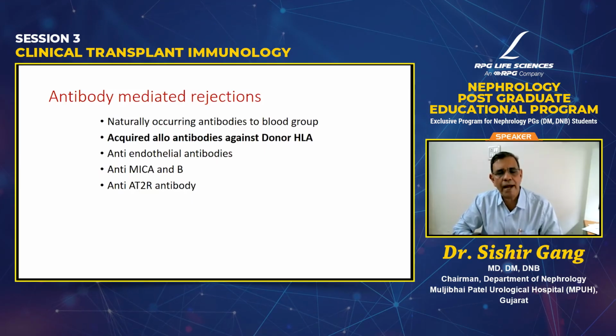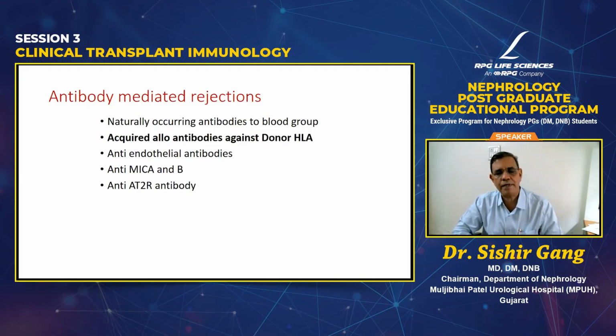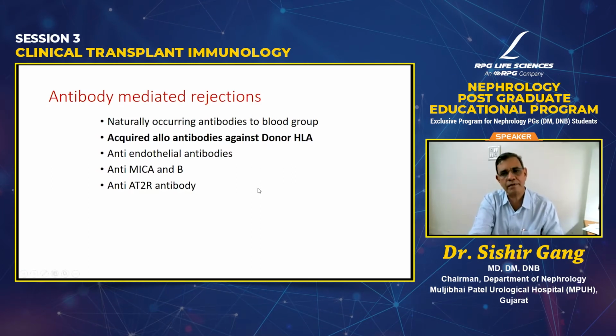These ABO antigens are expressed on the endothelial cells of the kidney also, and therefore you do have naturally occurring antibodies. You can mount a rejection. However, just to make a point, the rhesus antigen, that is the Rh antigen, is not present on the graft, and therefore it doesn't matter whether the patient is Rh positive or Rh negative. In the context of transplant, we don't look at the Rh antigen at all because they are not present on the kidney tissue. The most important antibodies are against the donor HLA antigens.